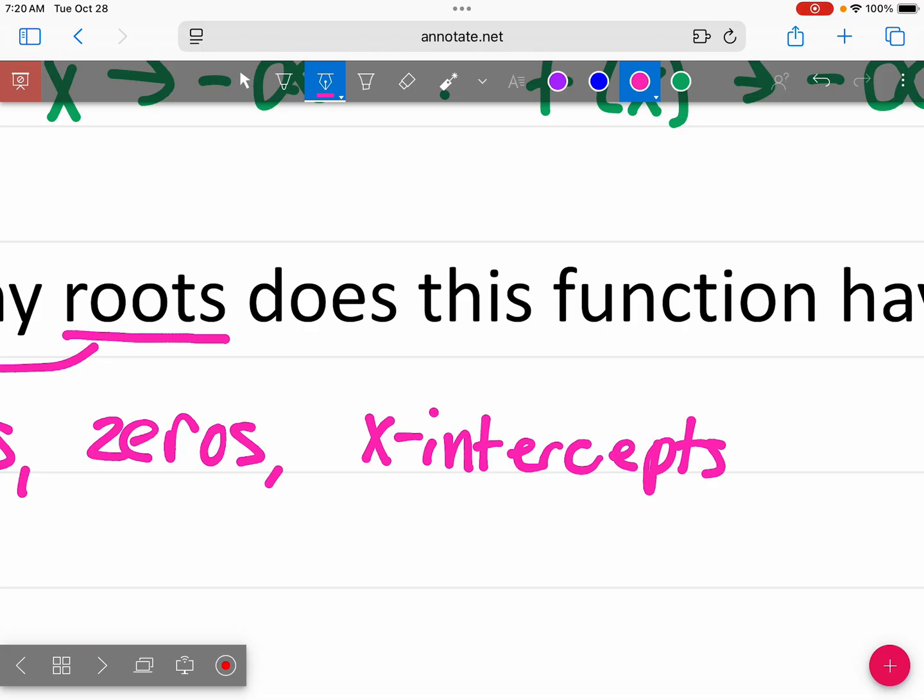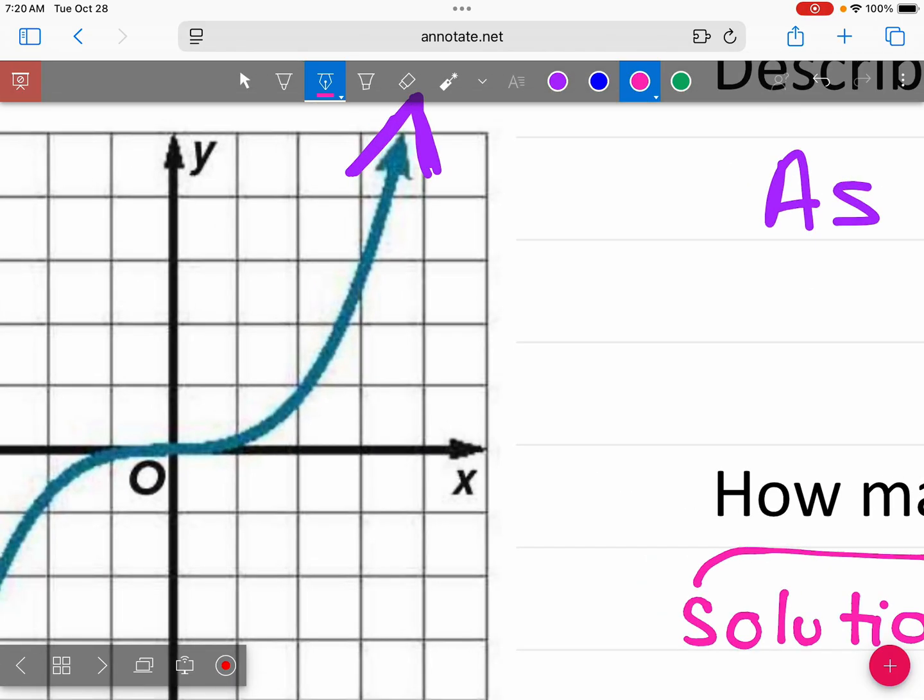It is not three, just one. It's a cubic, it's just being weird. It's just getting really close and it only goes through right there. So this one just has one solution.